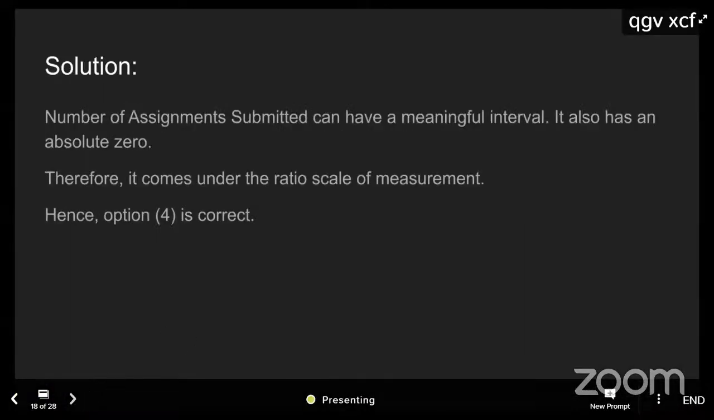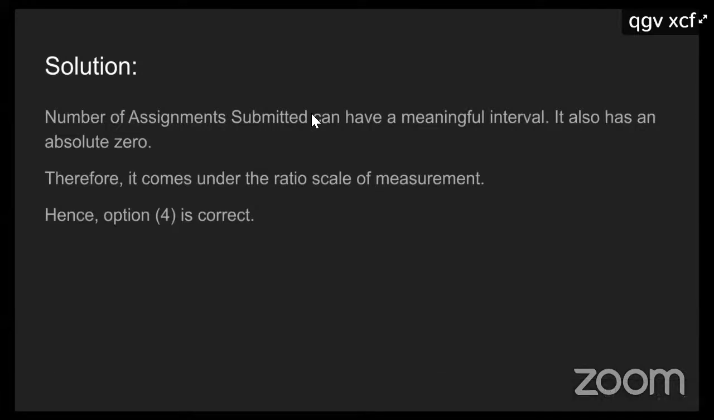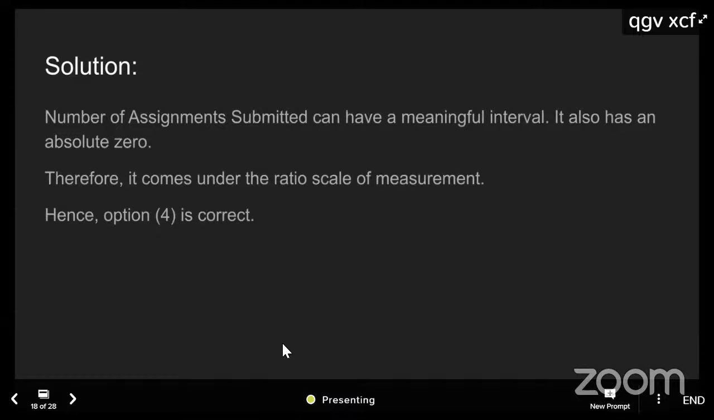Sir, can you provide some examples other than temperature for interval and ratio? Okay, suppose you can take the example of GPA. GPA is around 4 to 10, right? Other than that which you provided in the lecture class.